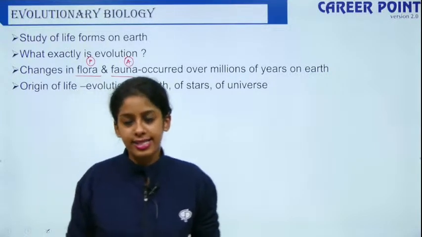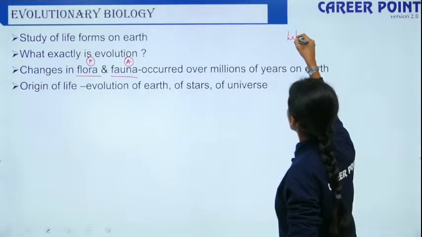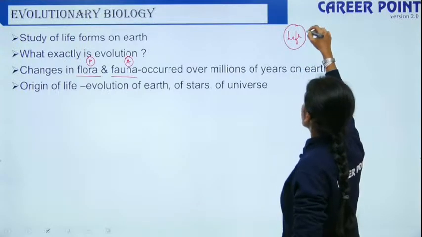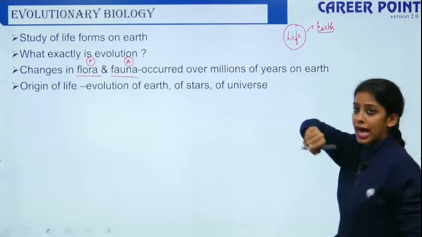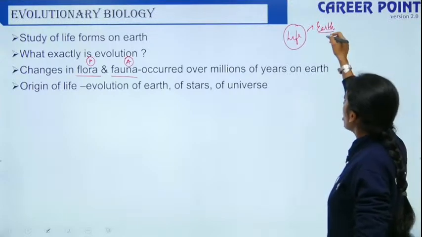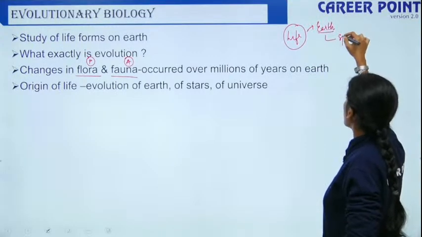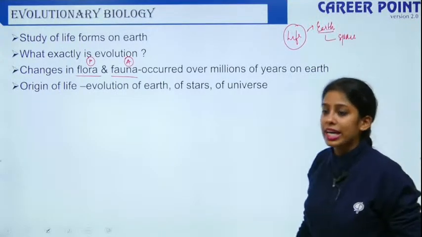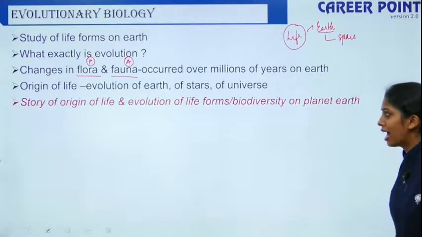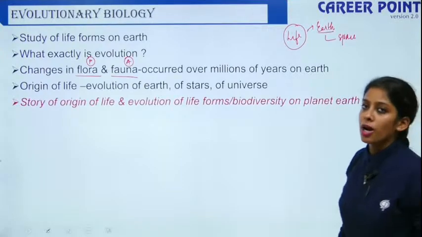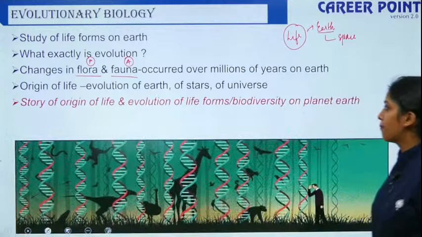All right? Yes? Fine. So when I say the origin of life, how life came into picture on earth, first we need to know how earth began. So to understand how earth was formed, you need to know how the space, how the universe was formed, right? So this is a story in order. So the study of origin of life and evolution of life forms and biodiversity on planet earth is the story of this chapter. So welcome to this chapter now, okay?